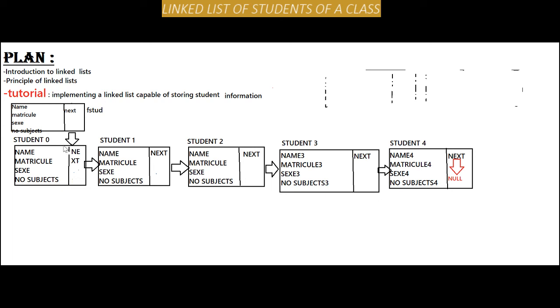That's why we implement another structure of the same type, which will always point to the first element of the list. In our case, it is student 0. So we are going to implement a structure called f student, meaning first student. It will always point to the first student of the list, because we know that from the first student we can access all the other elements of the list, as we can see on this little diagram. So we are going to pass to the implementation of this in an appropriate programming language.